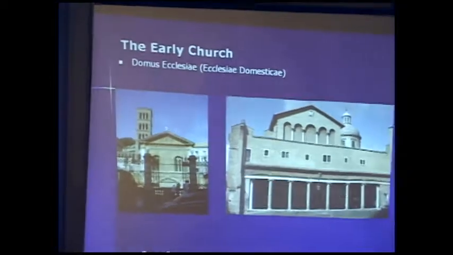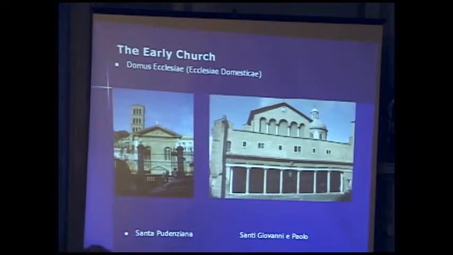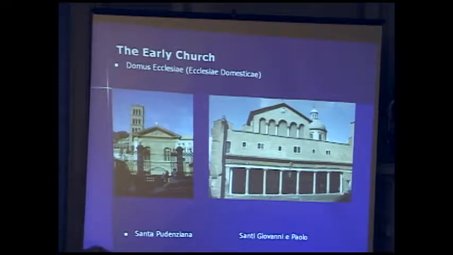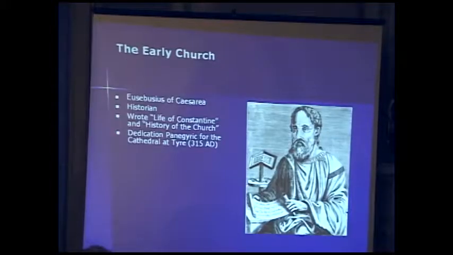Other examples before Constantine, in Rome itself, Santa Pudenziana, the original chapel there, they've excavated that. That dates to about the year 140 AD, very early. At San Giovanni a Paolo, there are a series of rooms with Christian iconography dating from the 2nd century. But again, this is very, very thin evidence to go on.